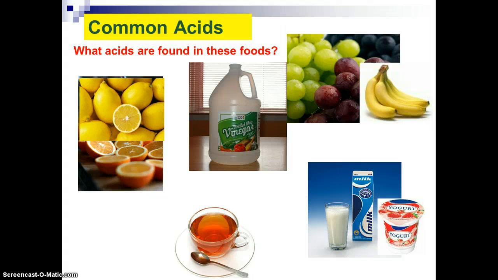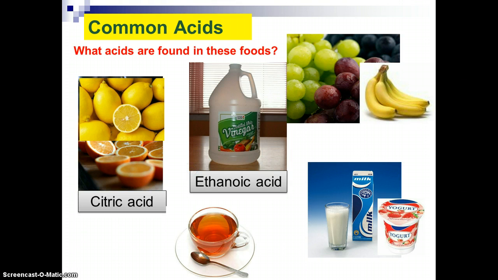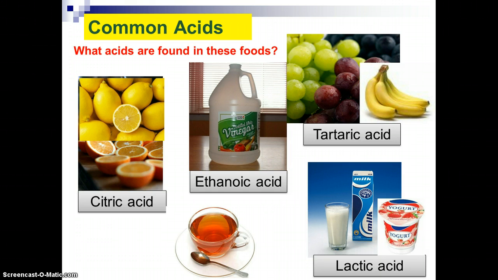Most foods are acids. Acids like citric acid found in fruits or lemons, and even vinegar. Vinegar is ethanoic acid. Some other fruits have tartaric acid in bananas and in grapes. And for some who liked milk, you have lactic acid. And some to keep yourself stimulated with tea, you have tannic acid.